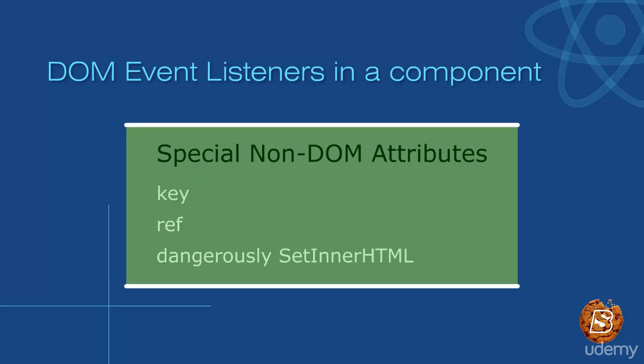Then we have already discussed the ref attribute. Using this ref, we can identify a particular node and we can call functions on that node. We saw an example where we were setting focus to the text box. dangerouslySetInnerHTML is the one which we will be covering later in this module, and this basically provides the ability to insert raw HTML, and it's mainly for cooperating with DOM string manipulation libraries. So that was all about special non-DOM attributes and DOM event listeners in React.js.